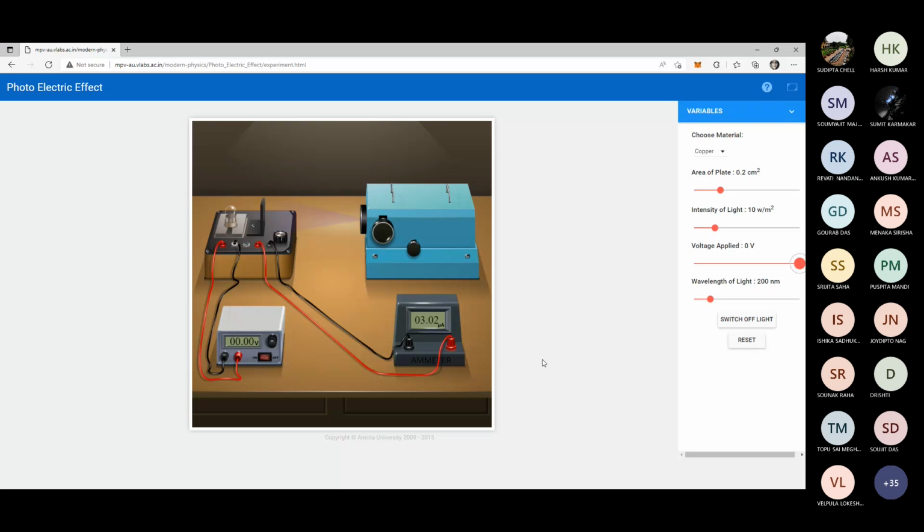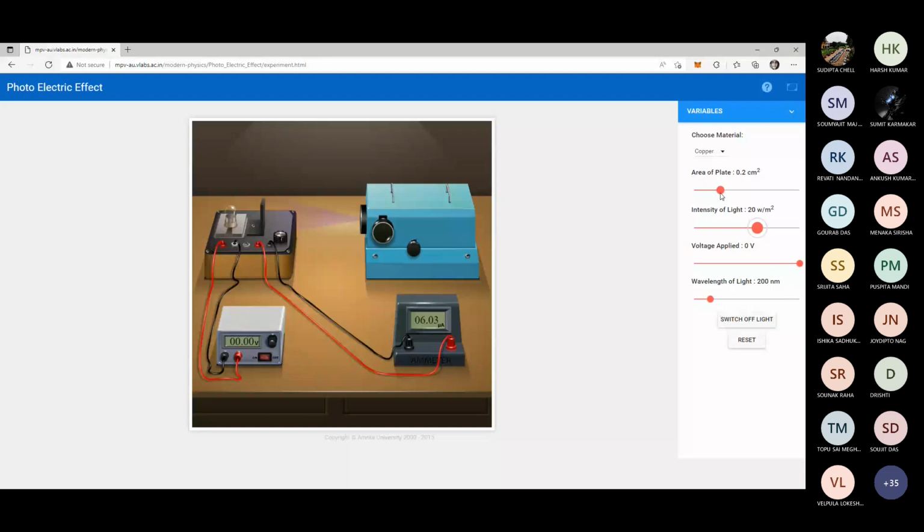Now if you increase the light intensity, what will happen? You see your current is increasing. That means more electrons are ejected from the material, and they are collected by the electrode and contribute to the photocurrent. Point is clear?